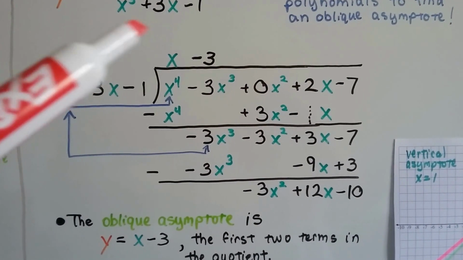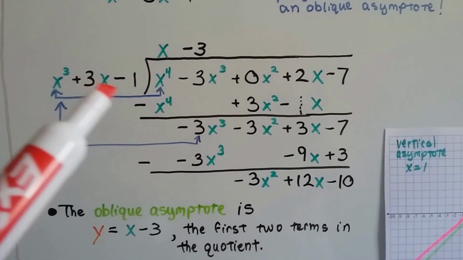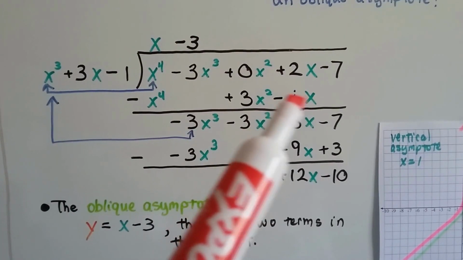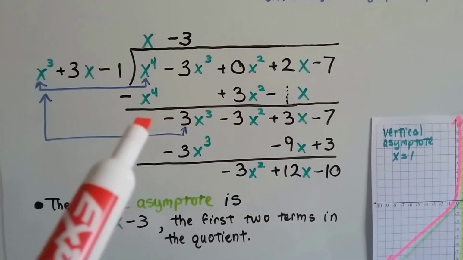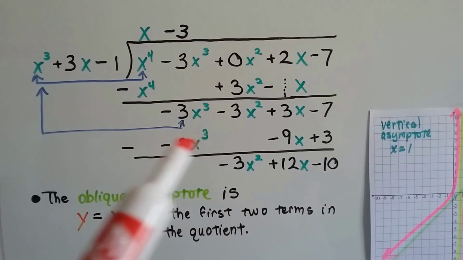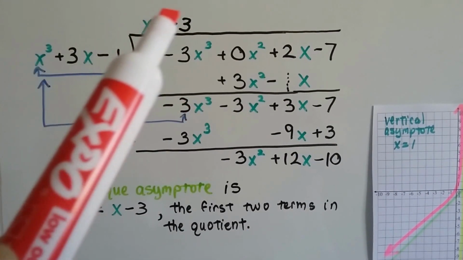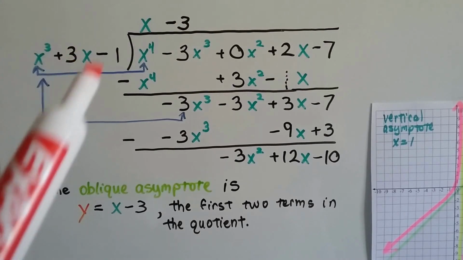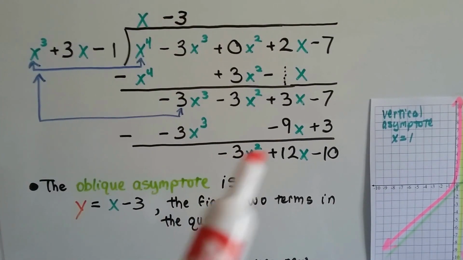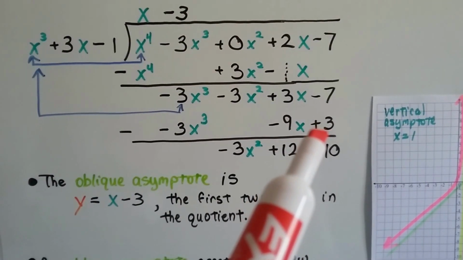And x to the third times x is going to be x to the fourth. We subtract it. And 3x times x gives us 3x squared. And this negative 1 times x gives us a negative 1x. We do our subtraction. And now we've got a negative 3x to the third. How many times does x to the third go into this? Negative 3 times. And then we do our multiplication again. 3x times negative 3 is a negative 9x. Negative 1 times negative 3 is a positive 3.